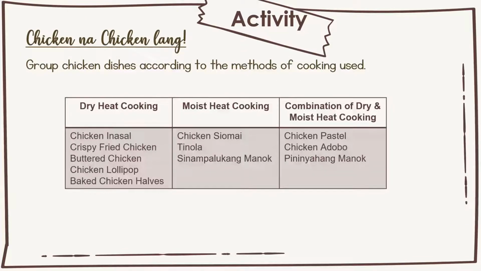Moist heat cooking are chicken siomai that is cooked by steaming, while tinola and sinampalukang manok are both cooked by boiling. The combination of dry and moist heat cooking are as follows: chicken pastel, chicken adobo, and pininyahang manok. As you notice, all of them are cooked first in oil, then liquid is added to thoroughly cook the meat.